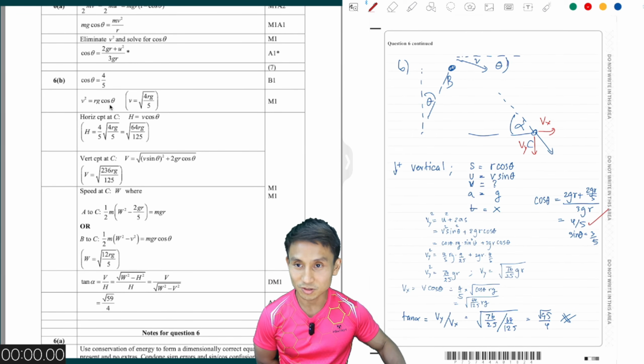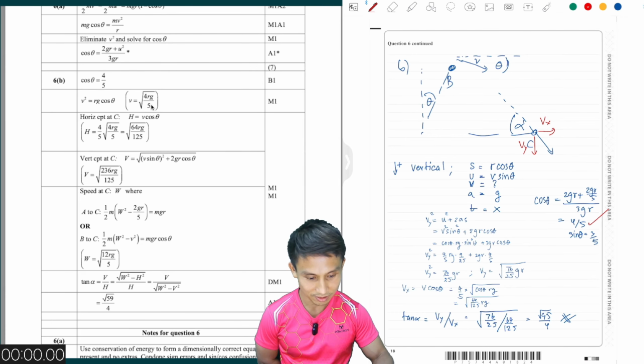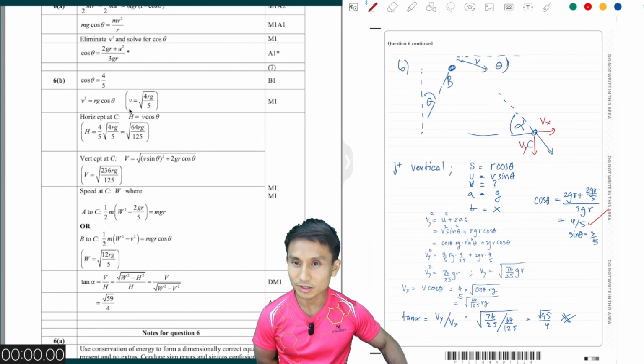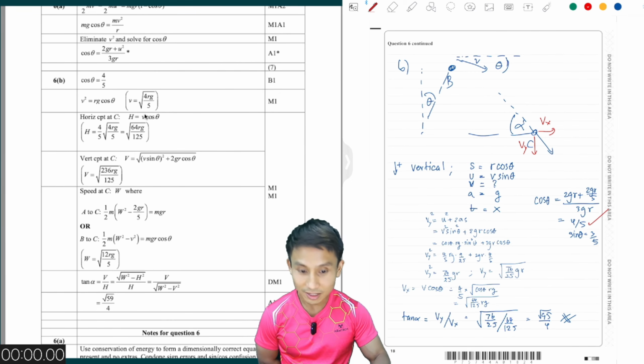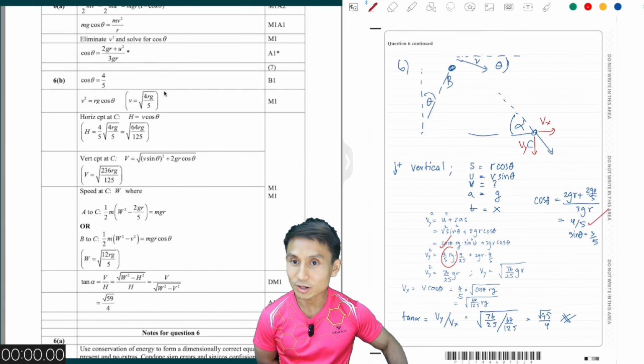V squared equals 2RG there. Yeah, I think I got that one too, because I used it somewhere. I remember. Didn't I? It's M1. So V squared. Where did I use V squared? Yeah, I think I used it here, right? Yeah. So that's M1 there.